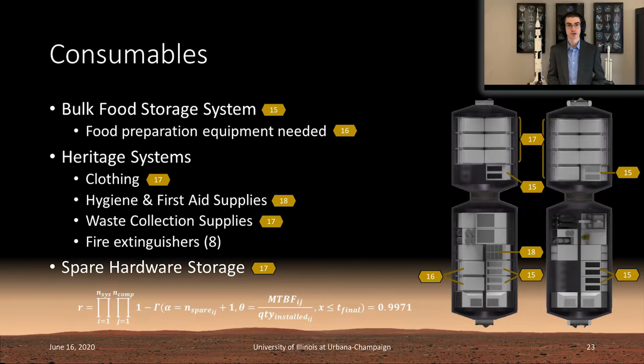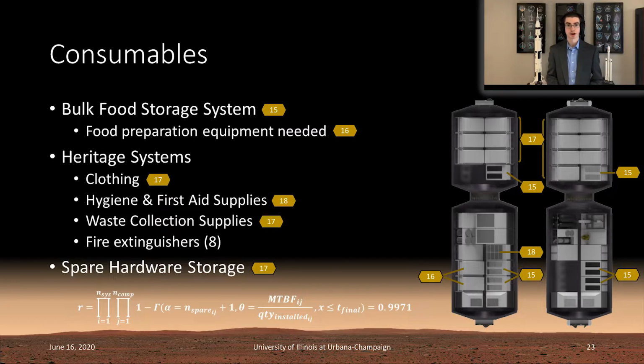This architecture utilizes a bulk storage system for food, which requires that food be prepared from ingredients, though a prepackaged approach is also developed in the event that the bulk storage system does not mature in time. Clothing, waste collection, hygiene, fire suppression, and medical supplies are based on heritage systems on the ISS.